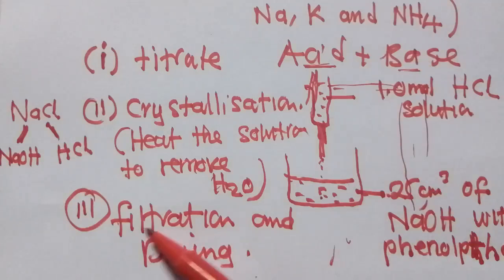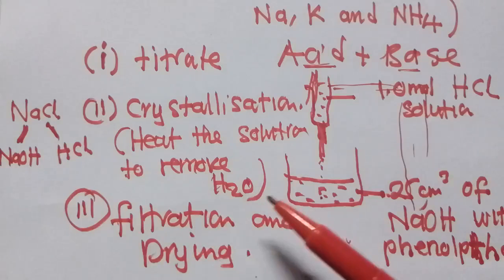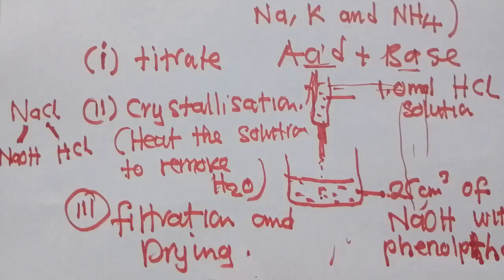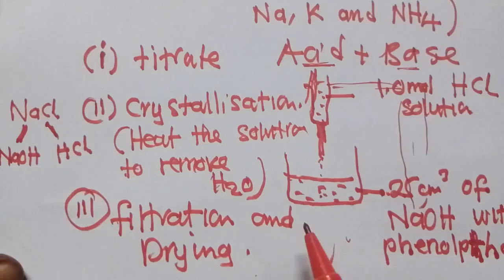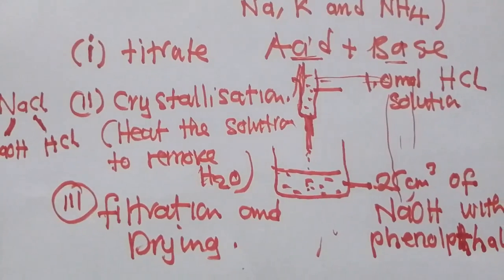Filtration, I've explained, is where you filtrate using filter papers. After that, you dry the solution so that you can remove some impurities. You evaporate some so that you remove those impurities. So after you filtrate, you dry the solution. These are procedures you need to get. This is what you need to understand.